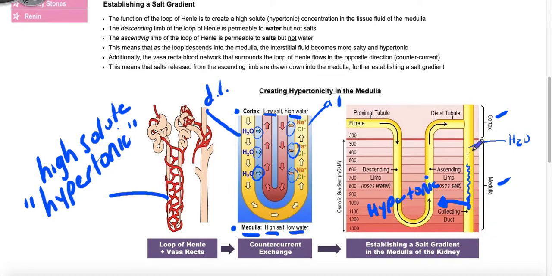So the more water that leaves the collecting duct, the more concentrated the urine is going to be. We don't want to dehydrate when we urinate, so this process is very important.